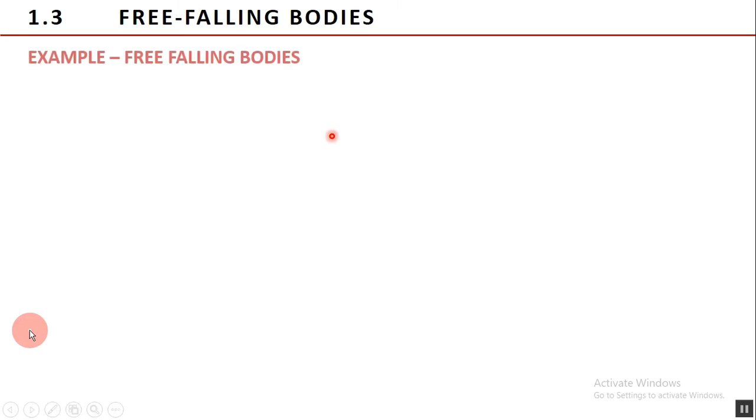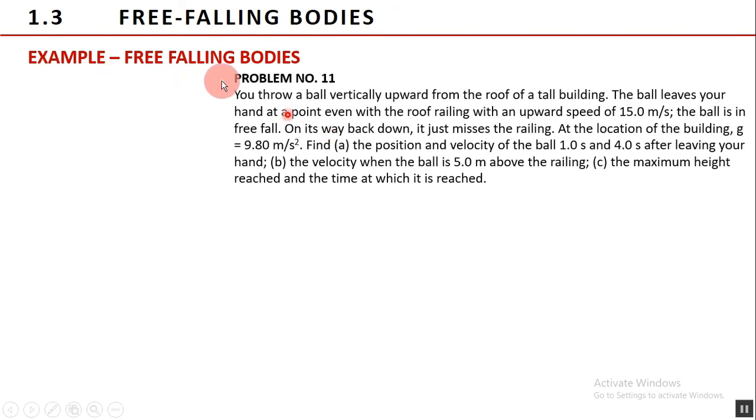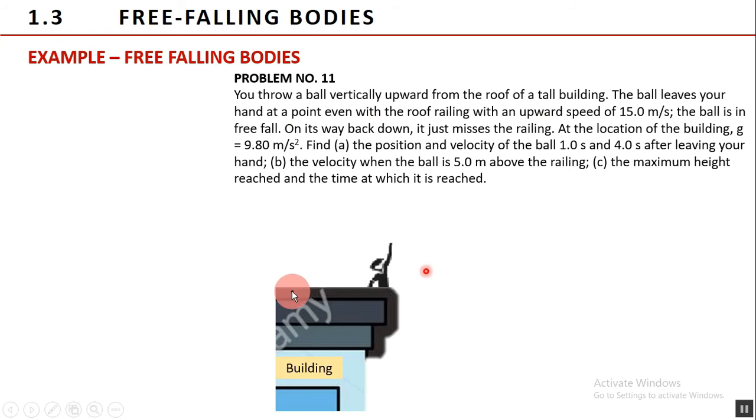Okay, now let's answer this free fall problem. Problem number 11. You throw a ball vertically upward from the roof of a tall building. The ball leaves your hand at a point even with the roof railing with an upward speed of 15 meters per second. The ball is in free fall. On its way back down, it just misses the railing. At the location of the building, g equals 9.8 meters per second squared.